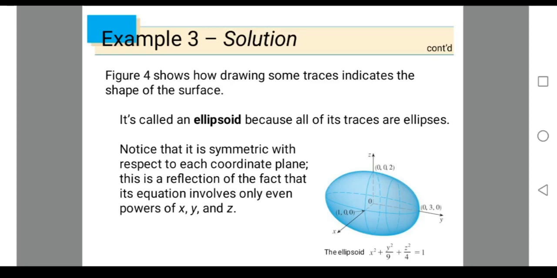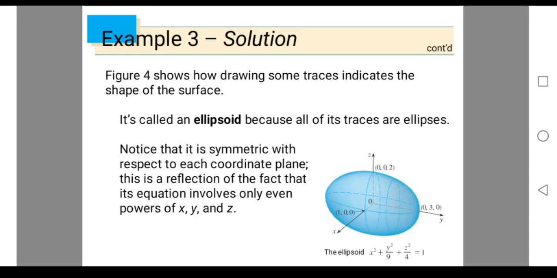Now you can see in figure 4 how drawing some traces indicates the shape of the surface, right? You just mark those points and then join the graph, and you will see that it makes an ellipsoid. That's why it is called an ellipsoid, because all of its traces are ellipses. You can see it clearly, all the traces become ellipsoid form. So it is symmetric with respect to each coordinate plane. This is a reflection of the fact that the equation involves only even powers of x, y, and z.